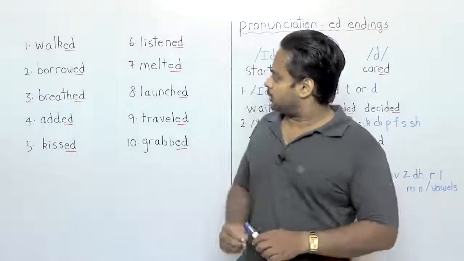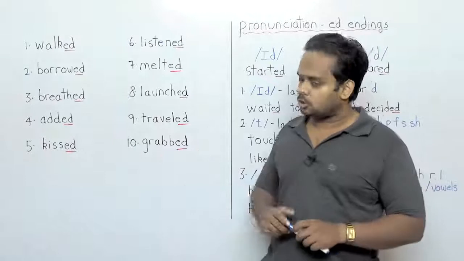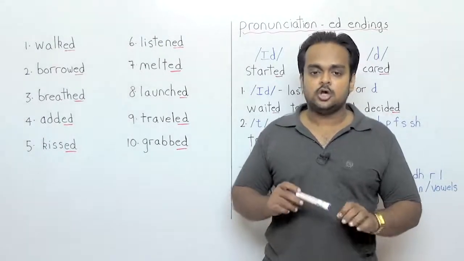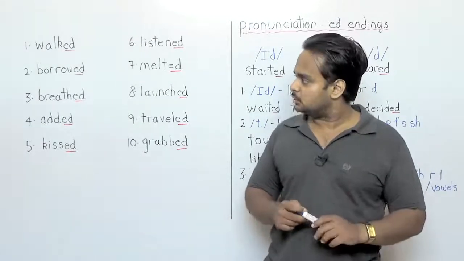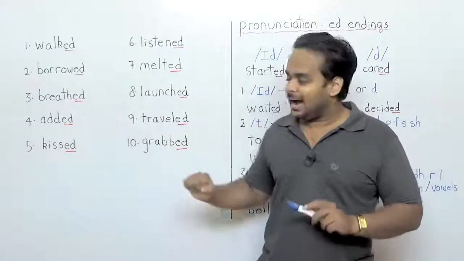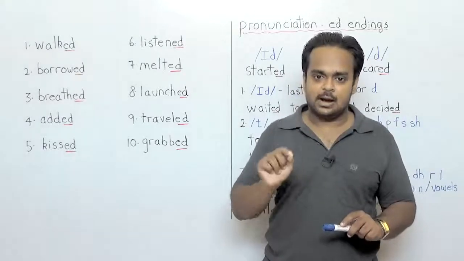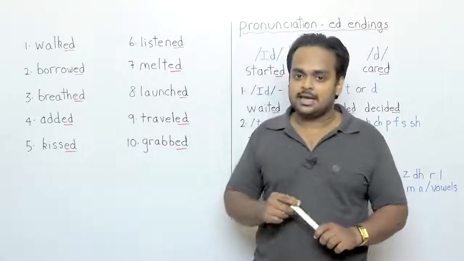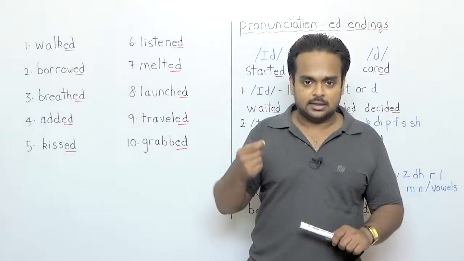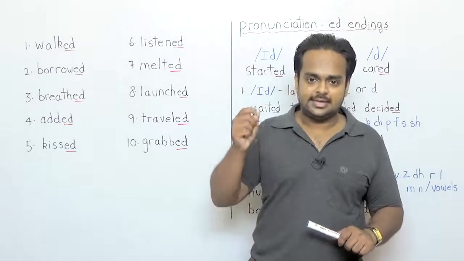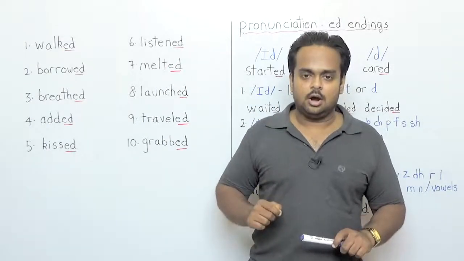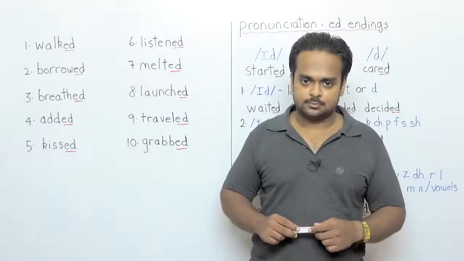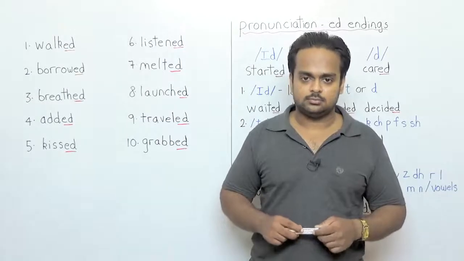All right, over here I have 10 words, and I'd like you to come up with the pronunciation of the ed ending. To do this, take a moment and in each word identify the last sound. Okay, for example, in the first one, the last sound is k. And then think about whether you would use id, t, or d. All right, if you need, pause the video here for a moment, think about your answers, and then I will give you the answers.